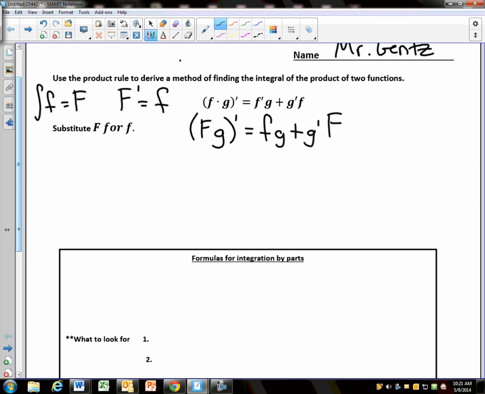Now I'm going to take the integral of both sides. Follow this. The integral of the derivative of Fg is going to be equal to the integral of fg plus the integral of g prime F, because I can break integrals up over addition and subtraction.